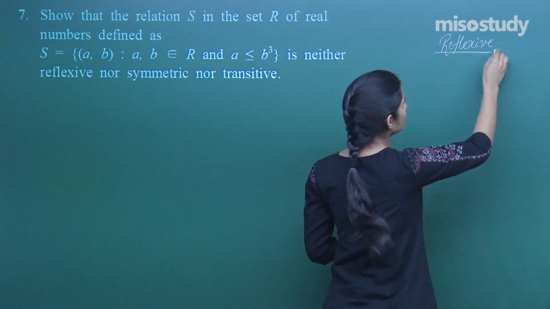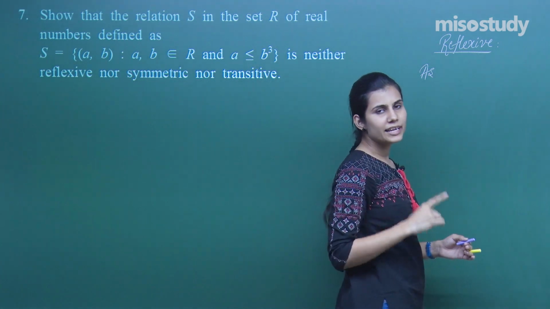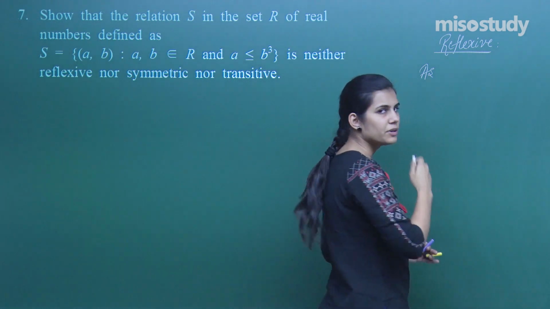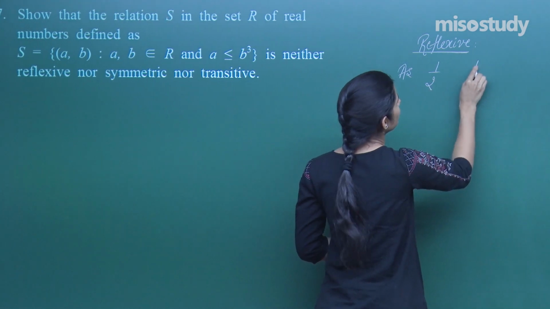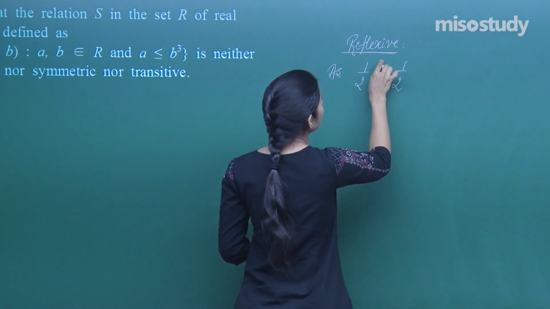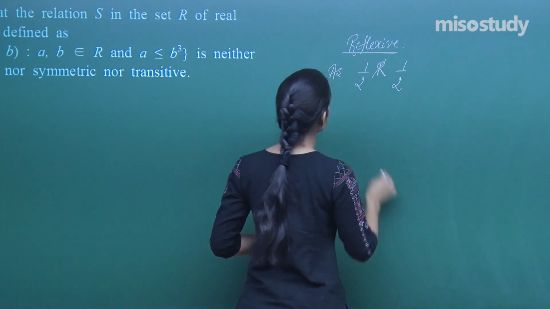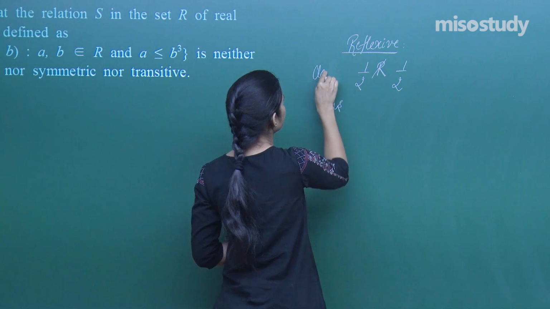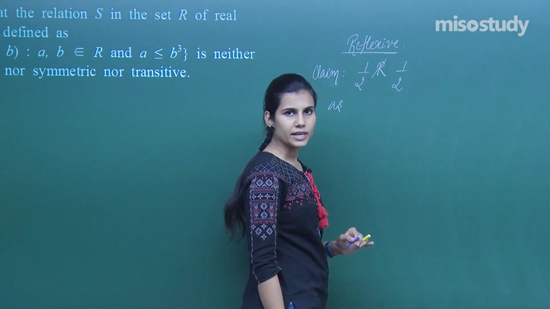So first of all, let's try to cancel the reflexivity out. See, for reflexive I need A should be related to A for all A in the set of all reals under this relation. A should be related to A, every element should be related to itself. I am saying 1 by 2 and 1 by 2. 1 by 2 should be related to 1 by 2 if the relation is reflexive, but 1 by 2 is not related to 1 by 2 under the relation R is what I am trying to say. So basically I am going to claim 1 by 2 is not related to 1 by 2 and therefore the relation is not reflexive.